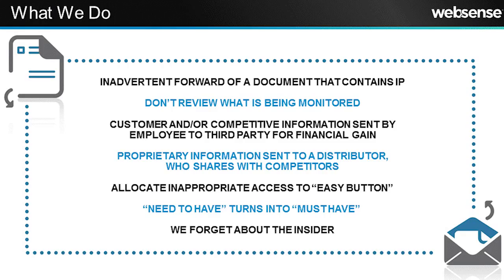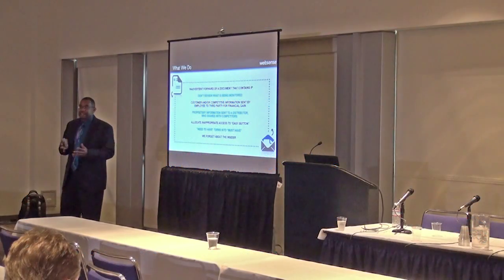We allocate inappropriate access. That's a big one too. Easy button. In your procurement and onboarding organizations, when you bring an individual on to your company, how many of you make them look like me? When you do that, most likely that person's over-entitled. And how do you know that they're using their entitlements correctly? Because they shouldn't have access to it anyway, but they may have figured out they do. How are you tracking that? Need to have versus must have, they're all one and the same.